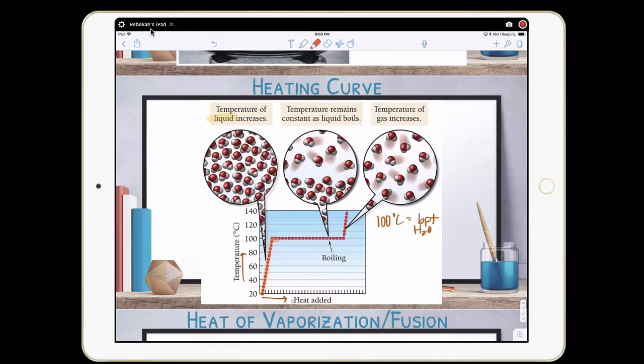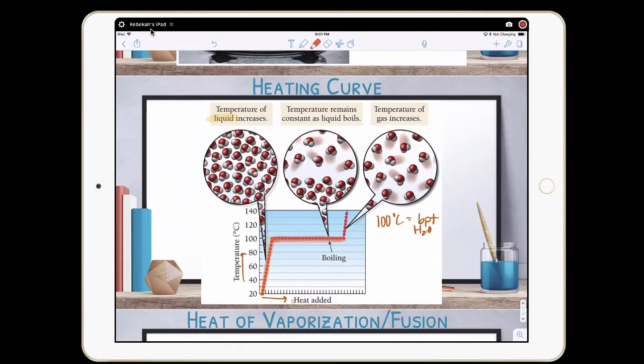I'm adding heat still, but my temperature is not changing. This is when I'm boiling. This is my boiling point. This is when I'm boiling right here, or when I'm evaporating. But I'm adding heat, but my temperature is not changing. That doesn't make sense, right? This part of the graph makes sense. Adding heat, temperature increases, great.